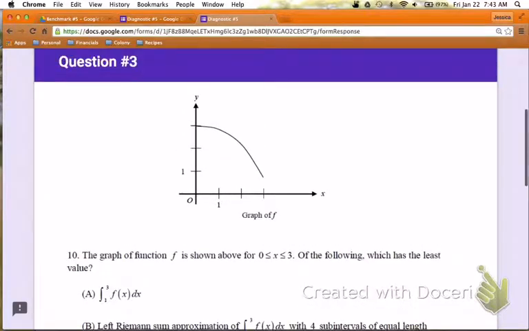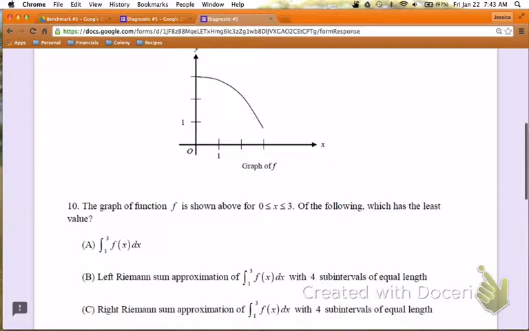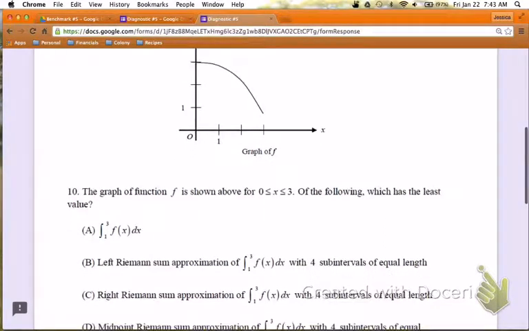All right, this one is question number 3. It says the graph of the function f is shown above for 0 to 3. Of the following, which has the least value? So which of them is the smallest? Remember that the integral from 1 to 3, which is just this area right here. Let me use my pointer.